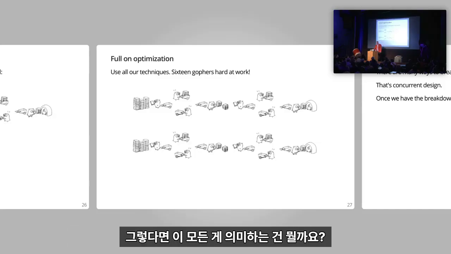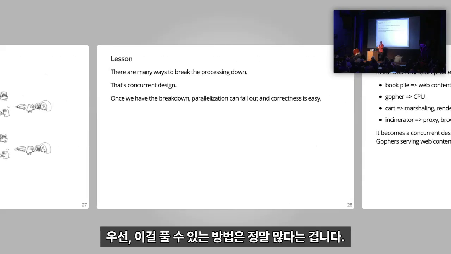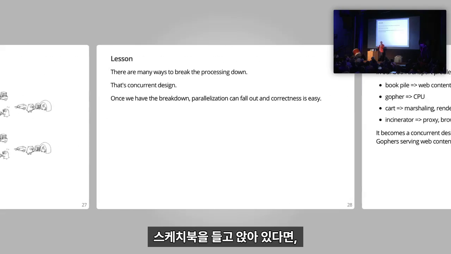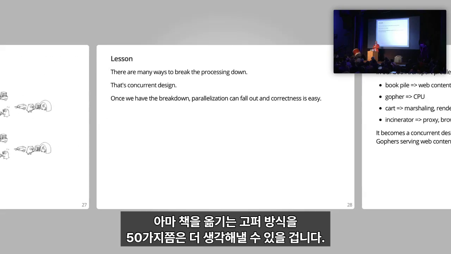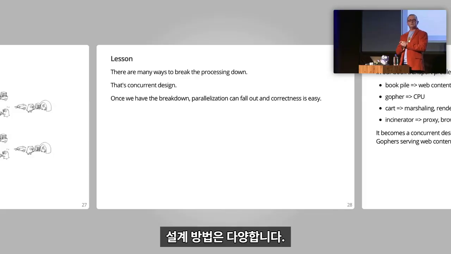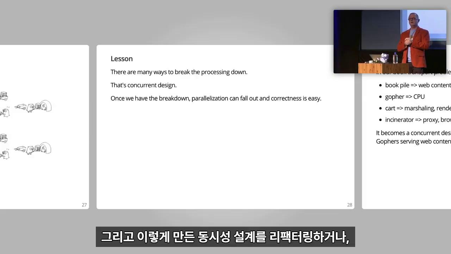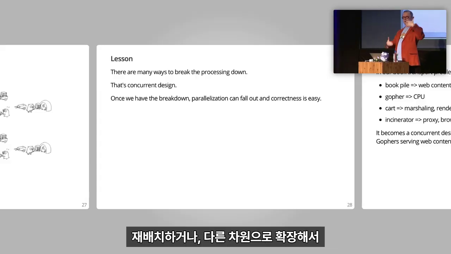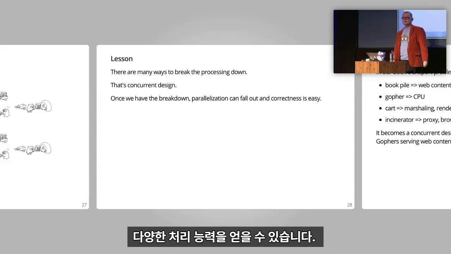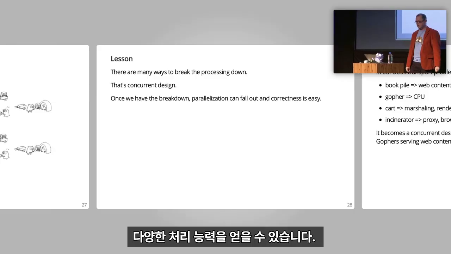So, what does this all mean? Well, first of all, there are many ways you could do this. I showed you just a couple. If you sit there with a sketchbook, you can probably come up with 50 more ways to have gophers move books. There's lots of different designs. They're not necessarily all equivalent, but they can all be made to work. And you can then take those concurrent designs and refactor them, rearrange them, scale them in different dimensions to get different abilities to process the problem.